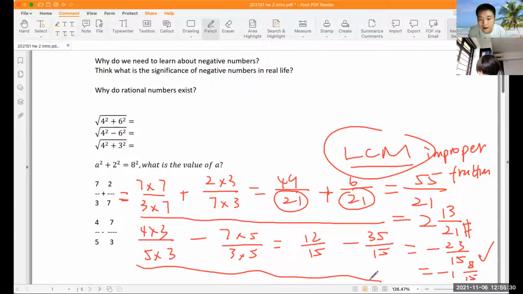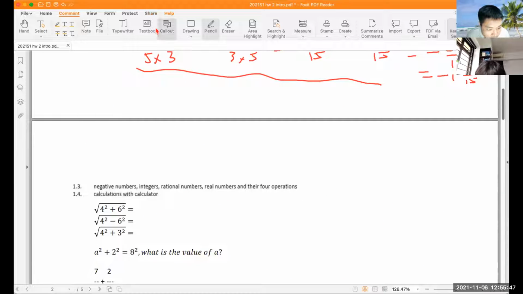In fact, the LCM concept is used while you do addition and subtraction of fractions. All right. Oh, by the way, let me give you another question.